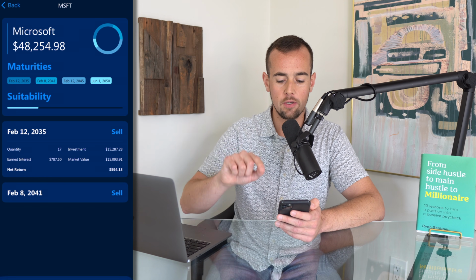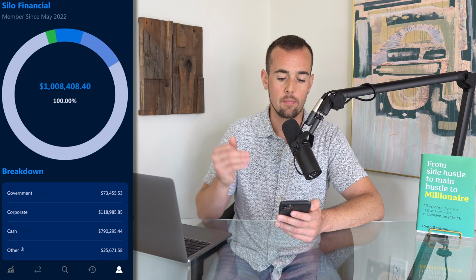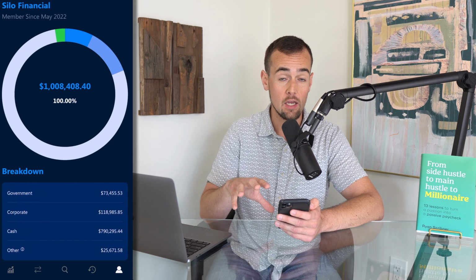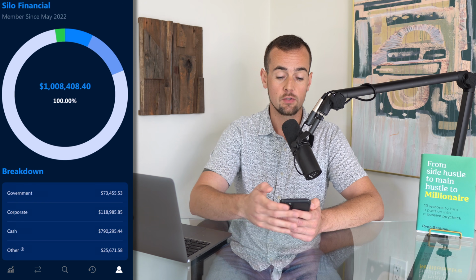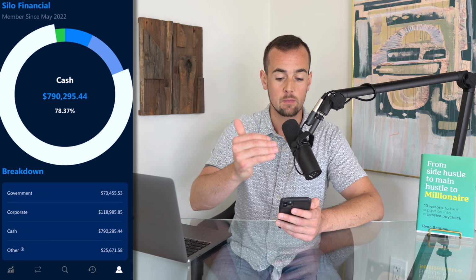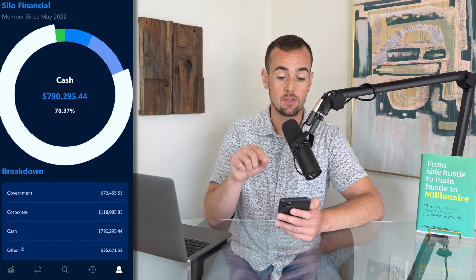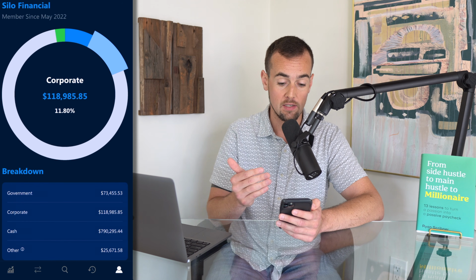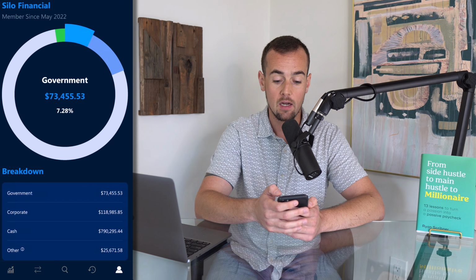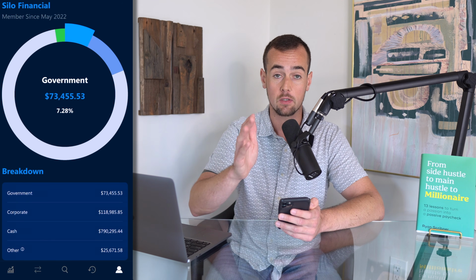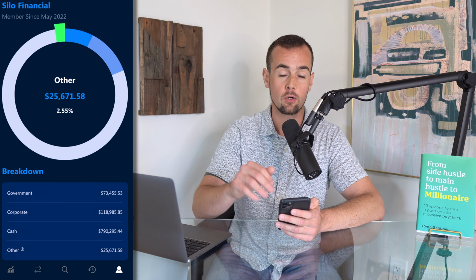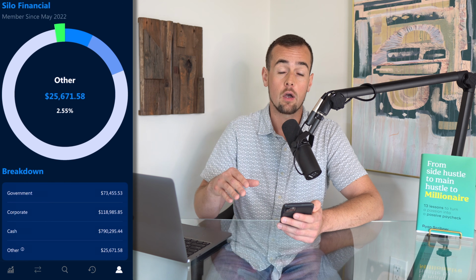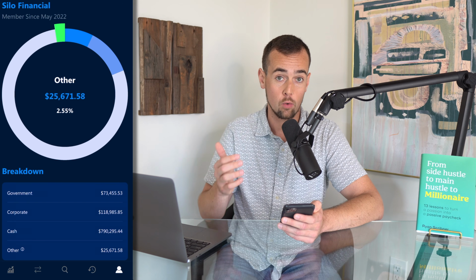Now, if we click over here and click on the person icon in the bottom right, this gives you a visual breakdown of your bond allocation within the Silo app. So for example, the big slice of this pie here, 78% of this is in cash. If we click here, we can see about 11.8% is in corporate bonds, and then about 7.3% is in government bonds, and this little slice here is the other category. So this can give you a really nice visual breakdown of your asset mix within the world of bonds.